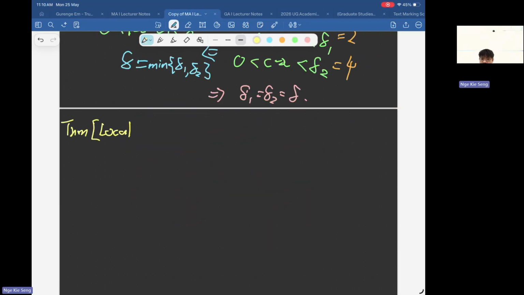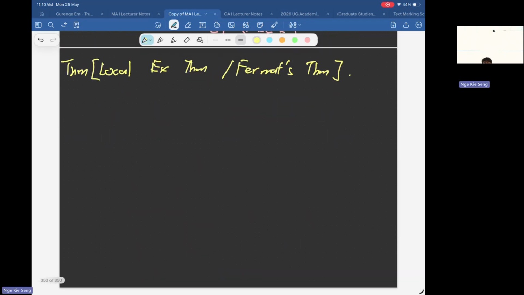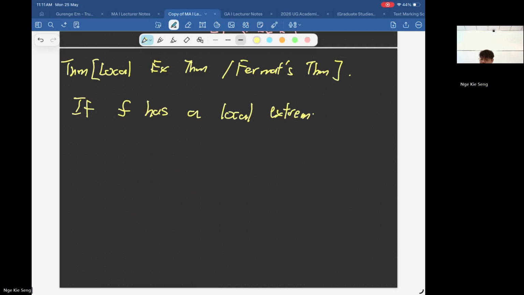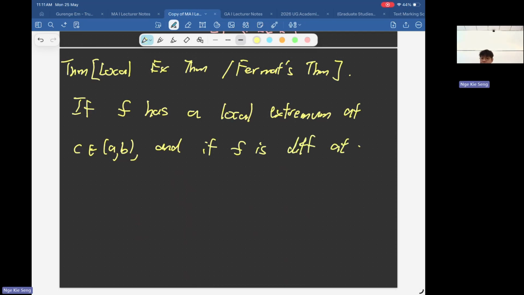Okay, so now we're going to prove this local extreme theorem, which sometimes we call Fermat's theorem. This theorem doesn't say that if this happens, this is the local maximum. Instead, it does the other way around. It says that if f has a local extreme value at, let's say, c, and moreover, if f is differentiable at c, then f'(c) is 0.